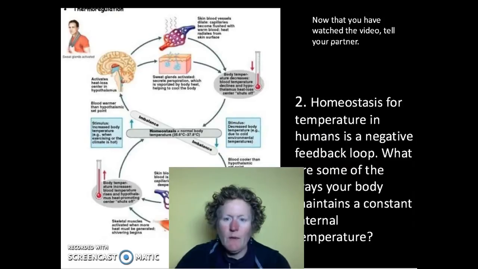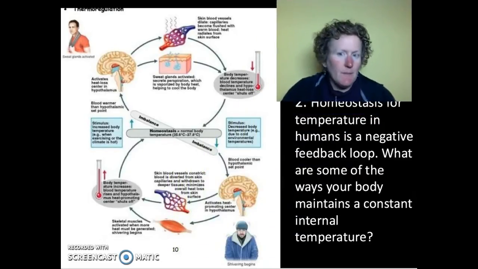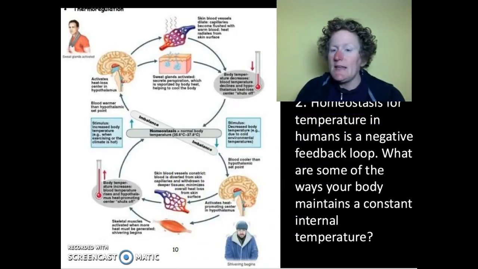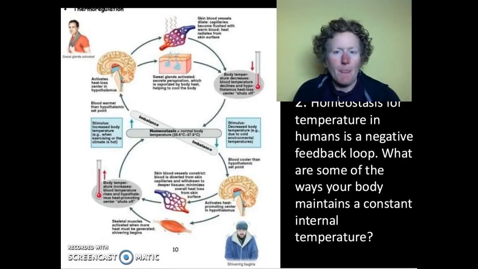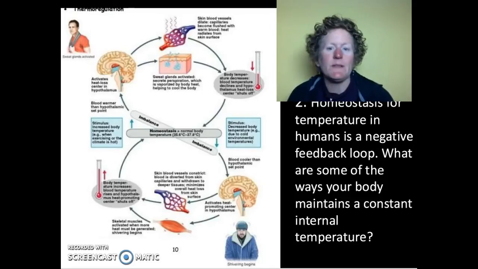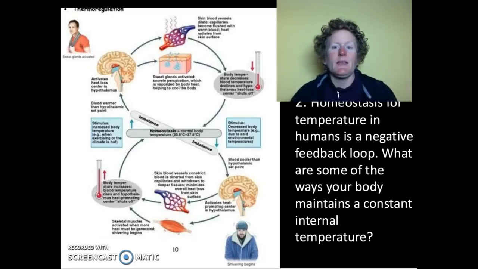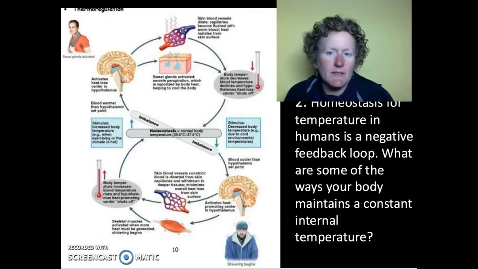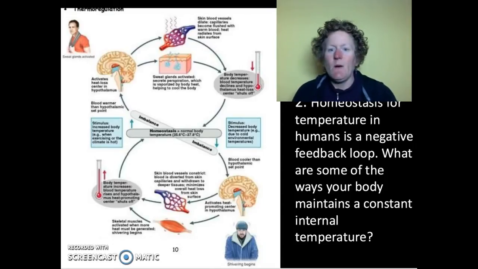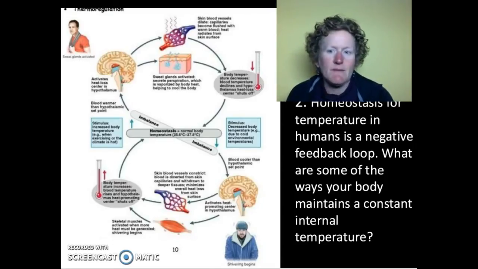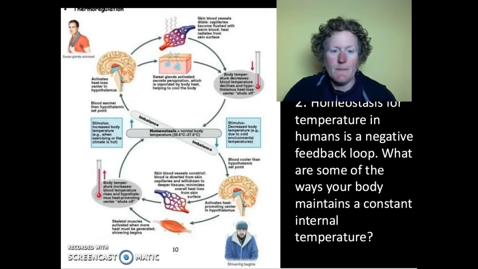The way we have homeostasis for temperature in humans is a negative feedback loop. In other words, we're always trying to come back to 98.6, that set point. What are some of the ways that your body maintains a constant internal temperature? How does your body always try to get back to that set point of 98.6 Fahrenheit or 37 degrees Celsius? You can think about it. There are a couple hints in this diagram.